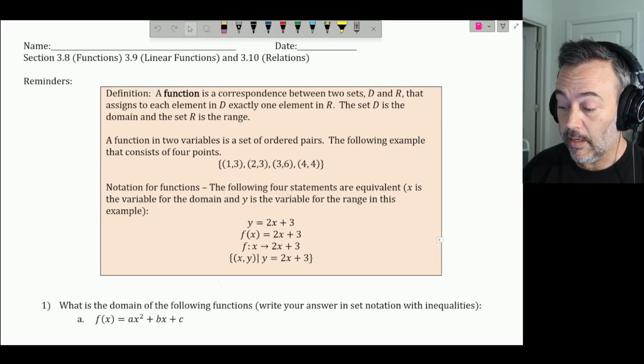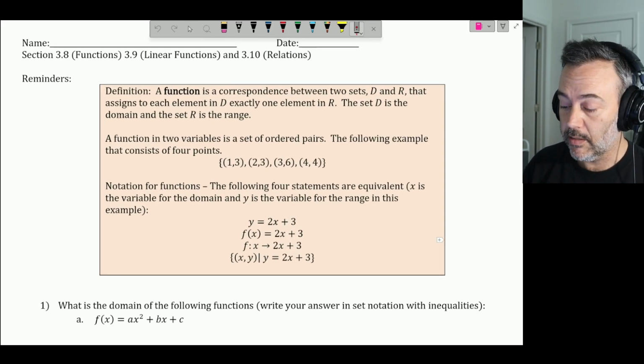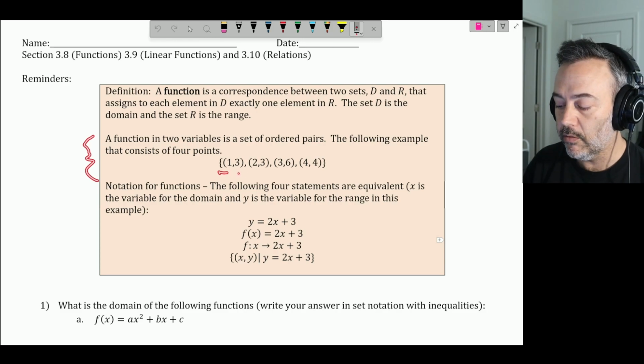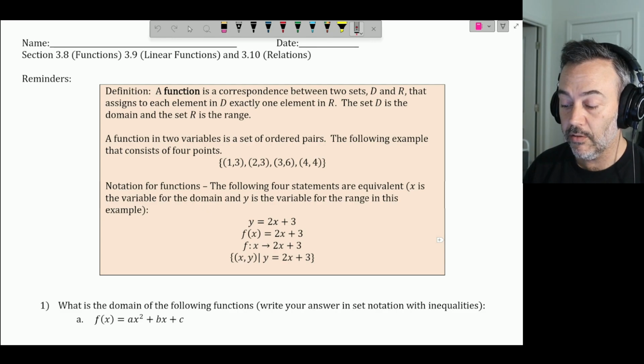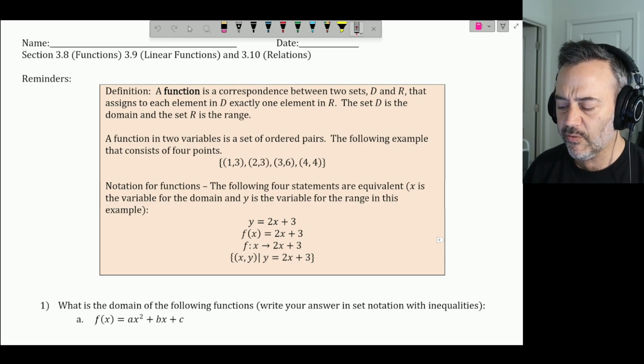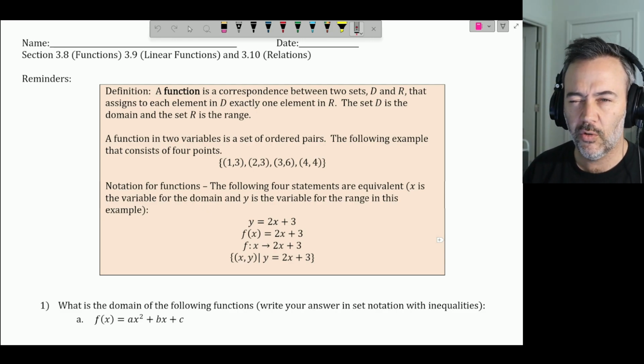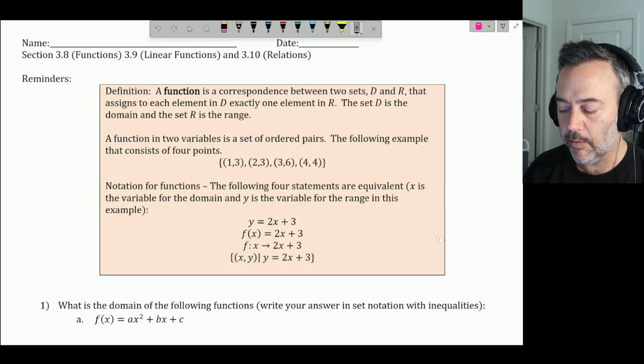Okay, so as we know, and we talked about this a lot, a function is a correspondence between two sets that assigns to each element in the domain exactly one element in the range. There are some examples here. You can write a function as a set of ordered pairs. So this function only has 4 points. There are 4 input values, 1, 2, 3, and 4. And there are 4 output values, 3, 3, 6, and 4. Or 3, 6, and 4, because 2 of the inputs give you the same output.